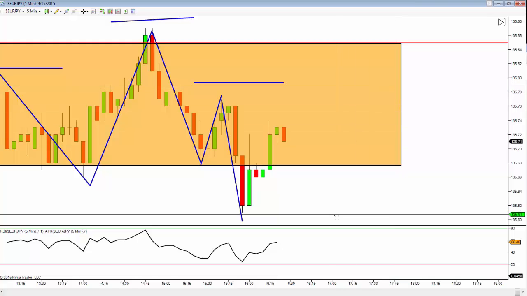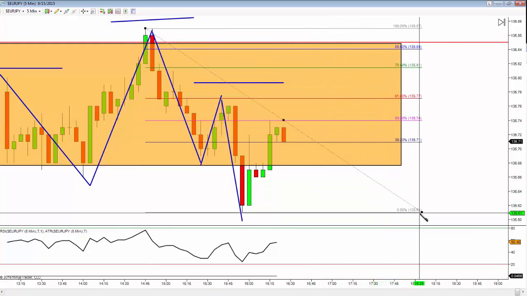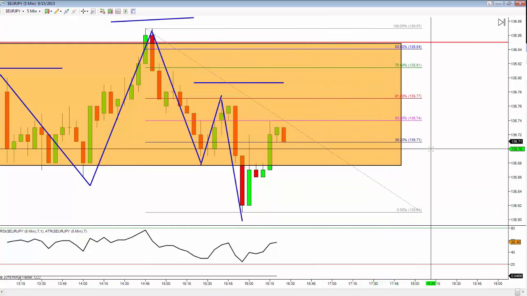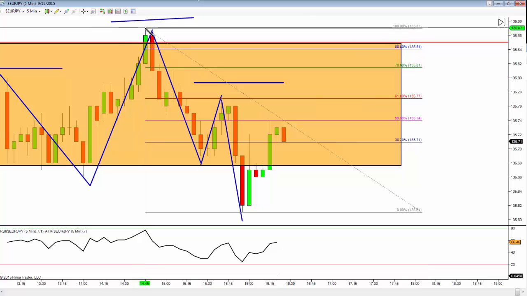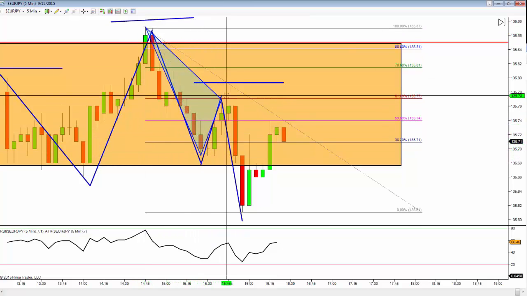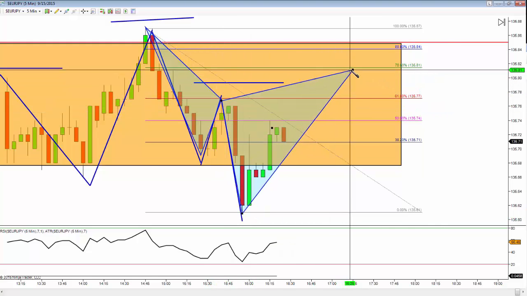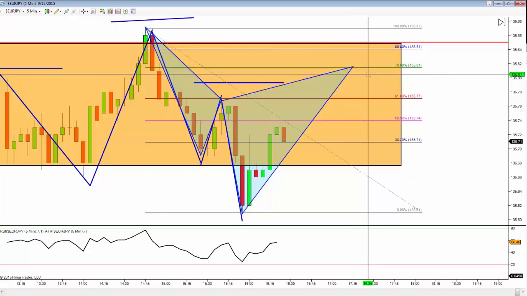All right. If I take my Fibonacci retracement tool from our previous structure high right here to our swing low, this is going to set up an advanced pattern. This is called a cipher pattern. We're looking at swing high to swing low, X to A to B, B to C, C to D right here at 135.81.